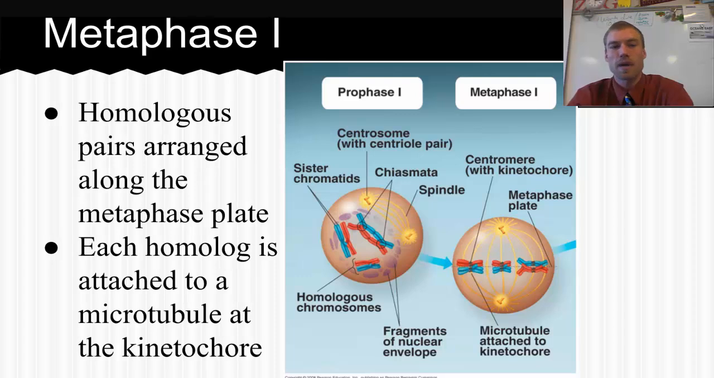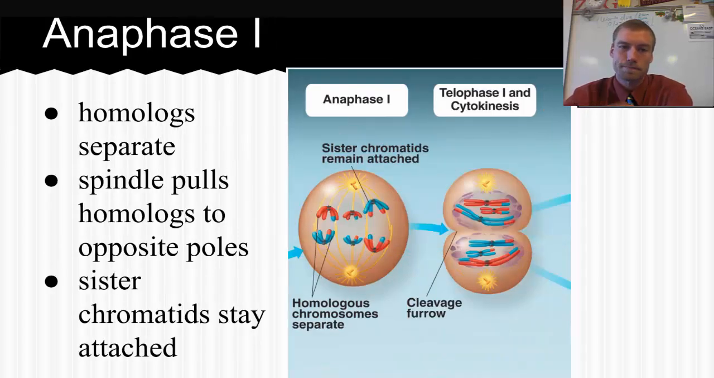Here the homologous pairs are arranged along the metaphase plate. So what's going to happen is that we're going to get the pair from your mother and then the pair from your father that are going to line up randomly along the metaphase plate. Each of the homologs is attached to a microtubule at the kinetochore, just like we saw with mitosis.